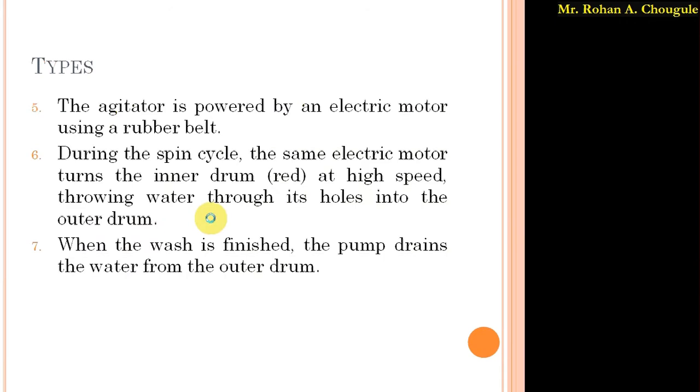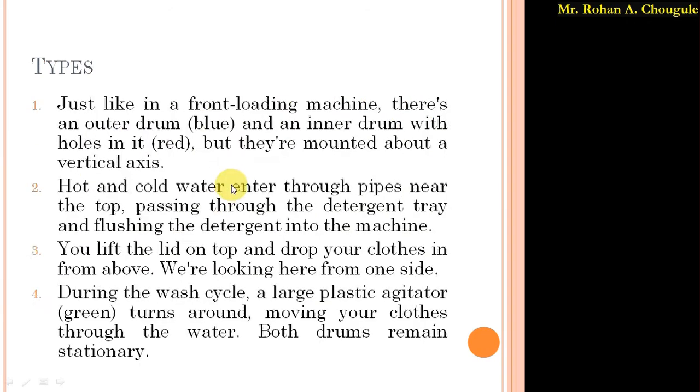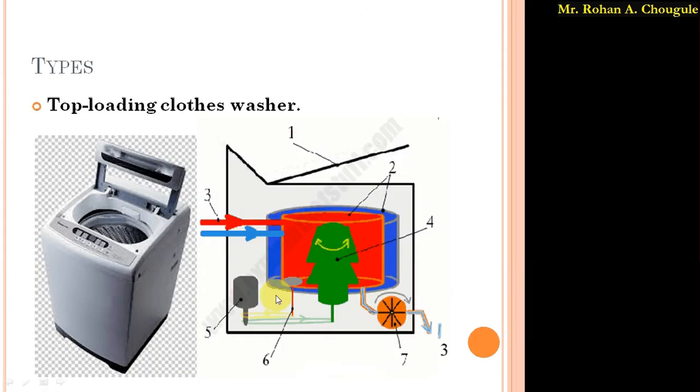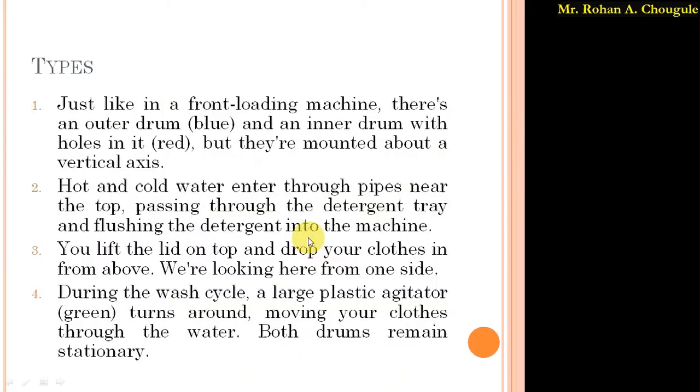Again, the agitator is powered by an electric motor using a rubber belt. To rotate this agitator, we have used this electrical motor. On the extreme bottom left, the electric motor is there. That electrical motor is connected to the agitator with the help of a rubber belt. This electric motor is also connected to the inner drum with a rubber belt.